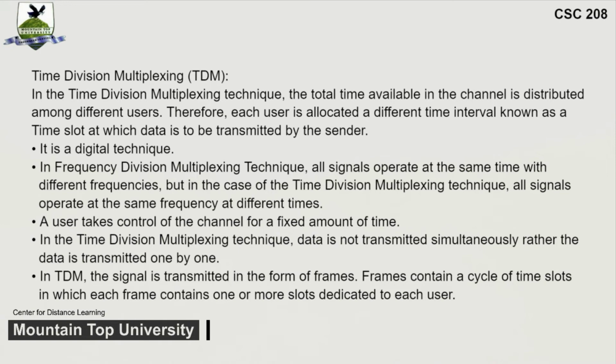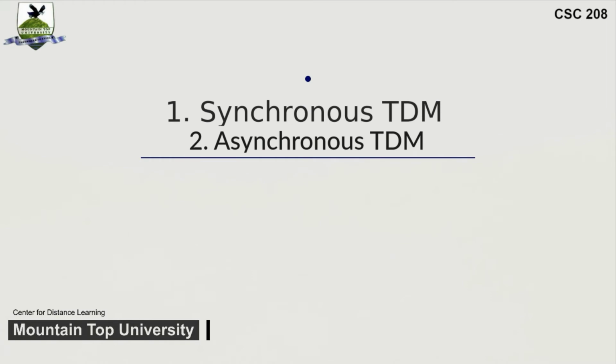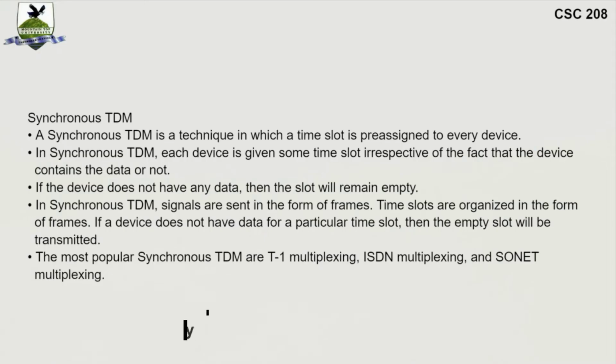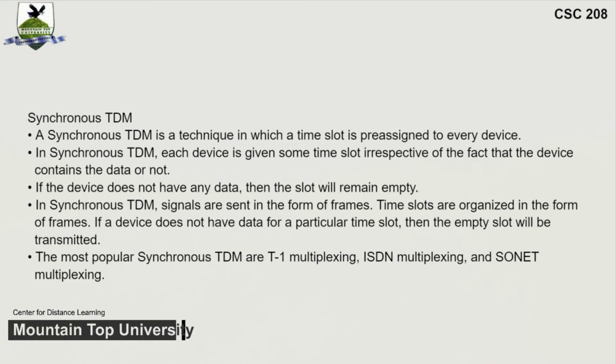There are two types of TDM. 1. Synchronous TDM. 2. Asynchronous TDM. Synchronous TDM. A synchronous TDM is a technique in which a time slot is pre-assigned to every device. In synchronous TDM, each device is given some time slot irrespective of the fact that the device contains the data or not. If the device does not have any data, then the slot will remain empty.